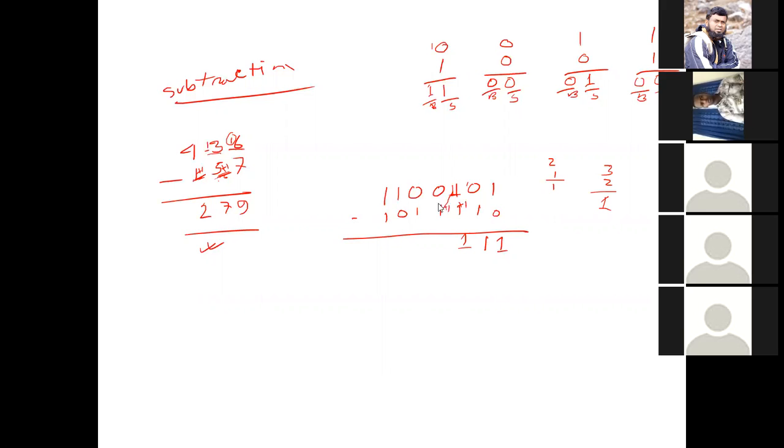So now these are two. Okay. And this is the zero. So this is small. So we must need one. Okay. So now this is 10. So 10 is two. And this 1 plus 1, this also two. So 2 minus 2, so our result is zero.